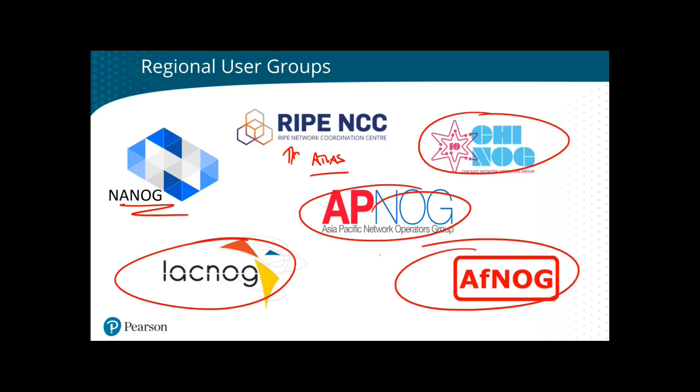AFNOG is Africa. So there are all these regional user groups. And if you go to their web pages, NANOG has an entire training session series on YouTube, and RIPE does, and they record all their presentations from all of their past meetings and post them publicly. So they're really great for these things.